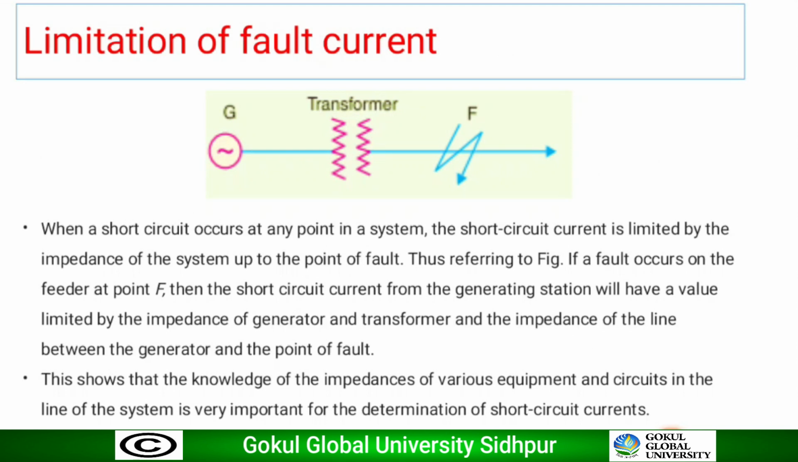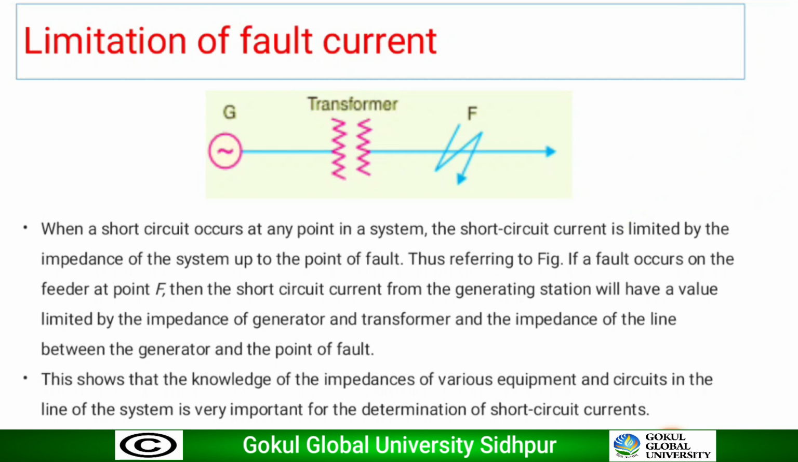Now, limitation of fault current. Generally, we know the generalized equation for current: I is equal to V by Z, where V represents voltage and Z represents impedance. When a short circuit occurs at any point in a system, the short circuit current is limited by the impedance of the system up to the point of fault.